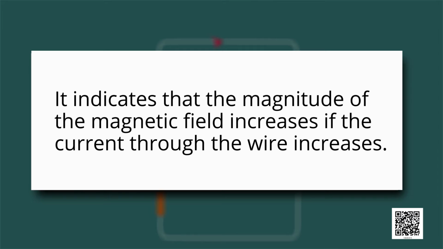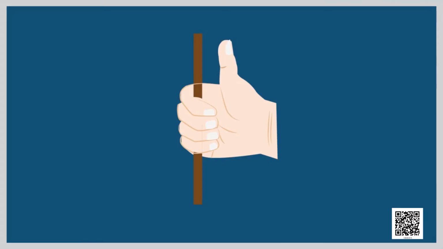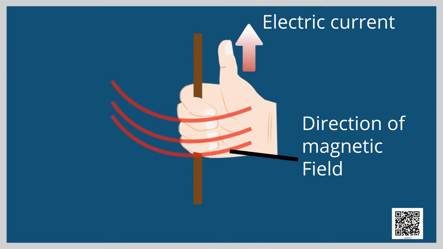A convenient way to find the direction of magnetic field associated with a current carrying conductor is to apply the right hand thumb rule. So let us study what is the right hand thumb rule. Imagine that you are holding a current carrying straight conductor in your right hand such that the thumb points towards the direction of current. Then your fingers will wrap around the conductor in the direction of the field lines of the magnetic field. Children, look at this picture carefully.